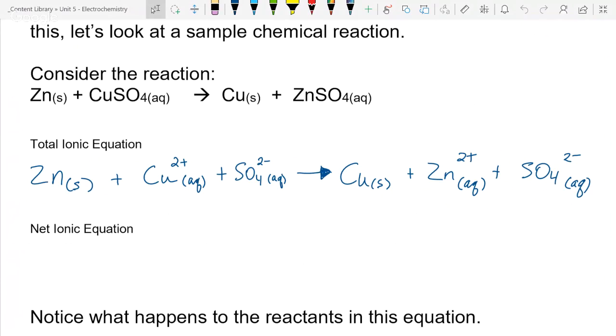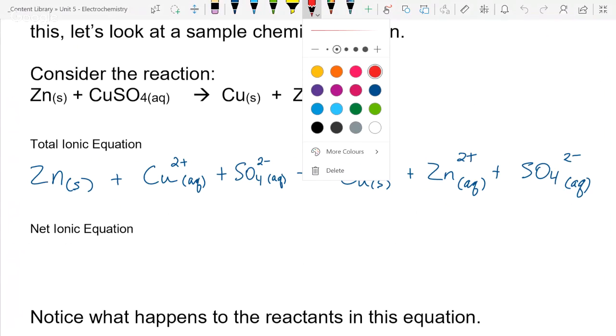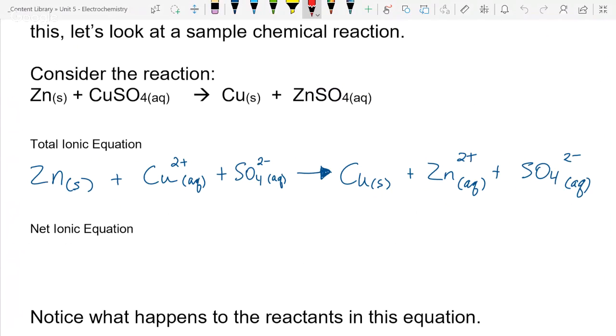Now below I've asked for the net ionic equation. What is the difference between a total ionic equation, which we made here, and a net ionic equation? Everything that. Good. So we could talk about what is consistent. I would look and say, okay, I've got zinc here and zinc there. Why not? The different states of matter, they have different charges, so I can't cancel that.